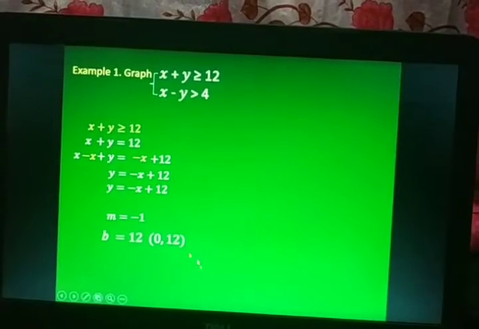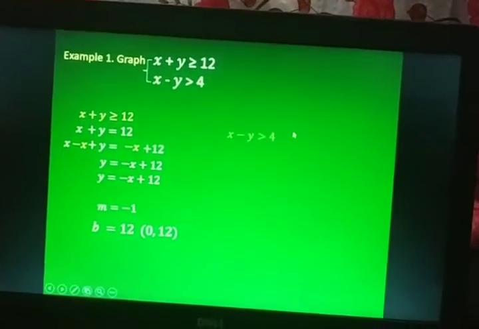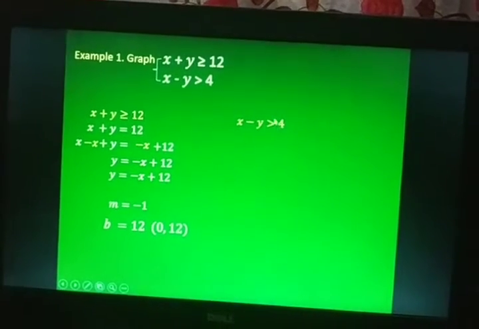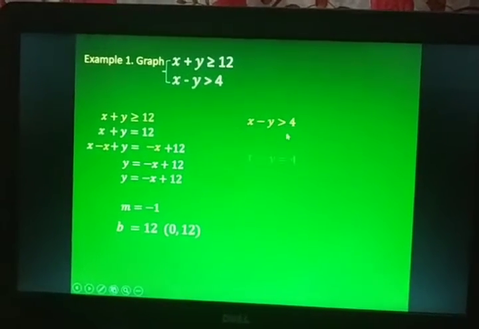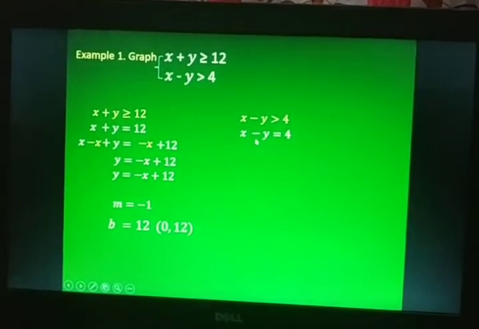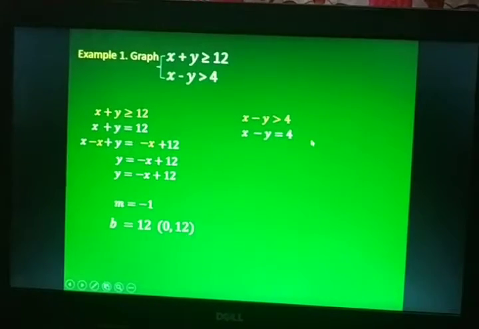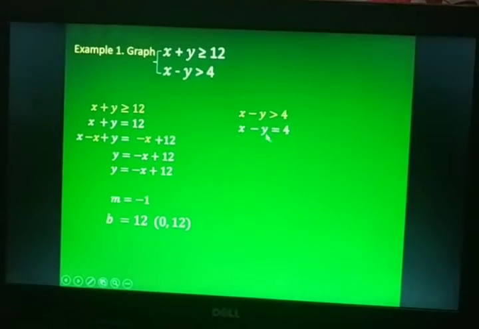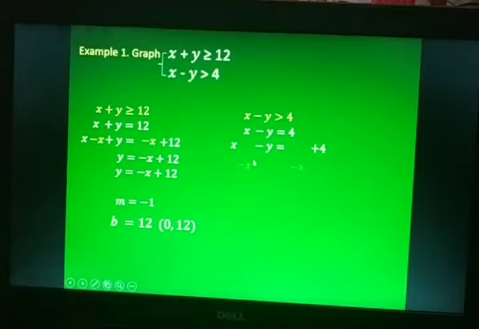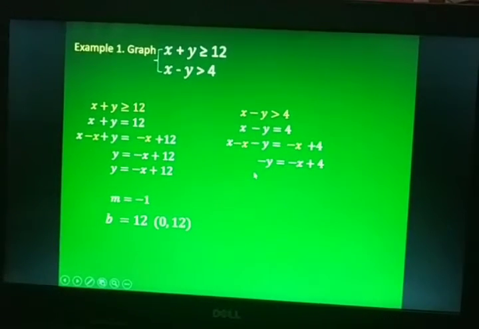That's the point first, locate 0, 12. Next, let's take the second linear inequality. We'll have x minus y is greater than 4. Change the greater than sign into an equal sign. And then you can do your additive inverse of x because we will transform this into slope-intercept form. Add negative x to both sides of the equation. So the answer is negative y equals negative x plus 4.